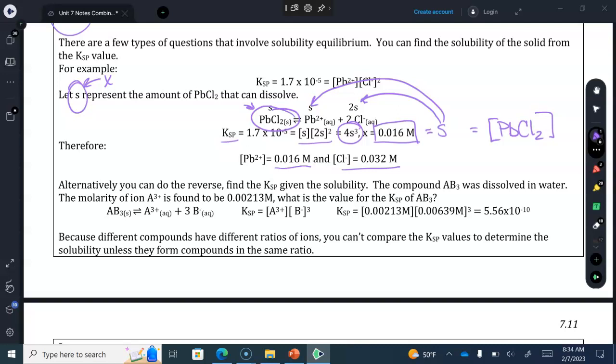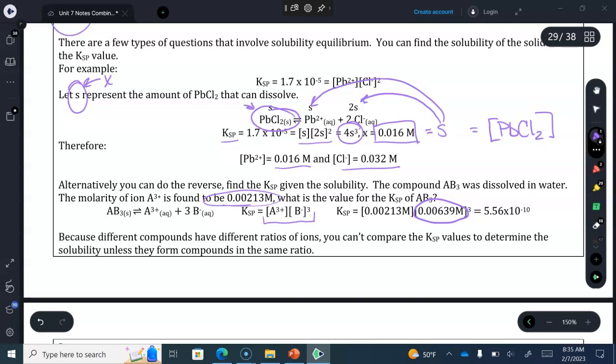So for this reaction, AB3 yields A3+ plus 3B-, writing the Ksp here. Since we know that the molarity of A is this, the molarity of B has to be 3 times that because of the mole ratio.